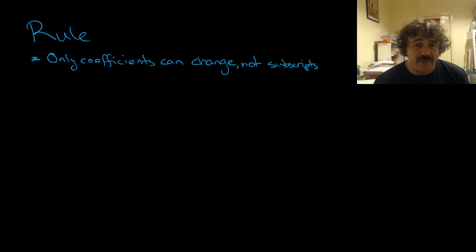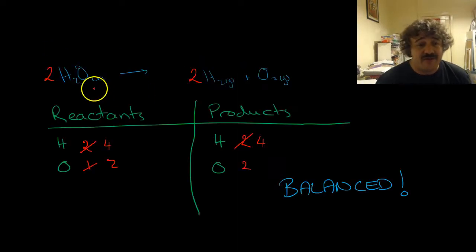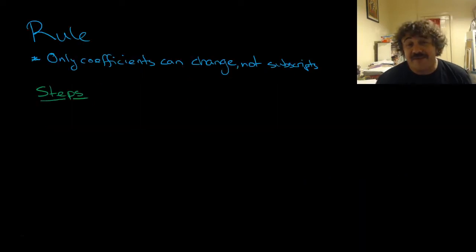Let's have a quick rule. One of the rules with balancing equations is that we need to make sure that the only numbers we change are the coefficients, not subscripts. The numbers at the front, that is a coefficient. This lower number down the bottom, that is a subscript. That cannot change. That changes the ratio of atoms in a molecule. That's bad, but we can change it out the front and just have more different molecules.